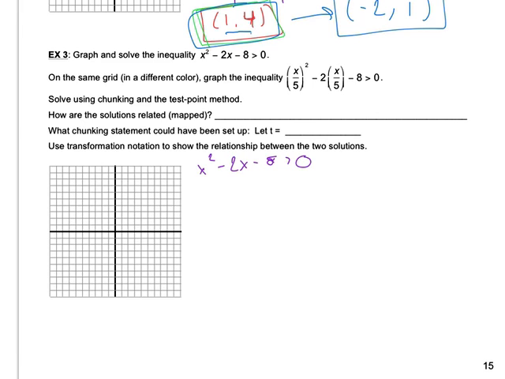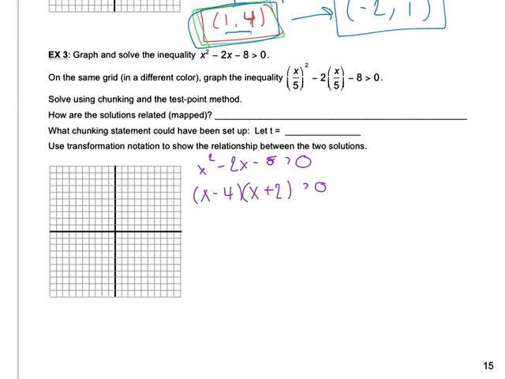Now if that was just an equal sign, we would factor. When is that greater than 0? So what multiplies to negative 8 and adds to negative 2? That would be minus 4 plus 2. So here we have a product of factors and then an inequality.